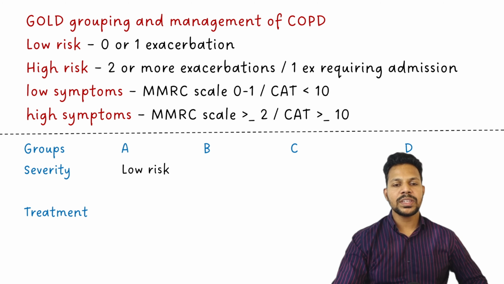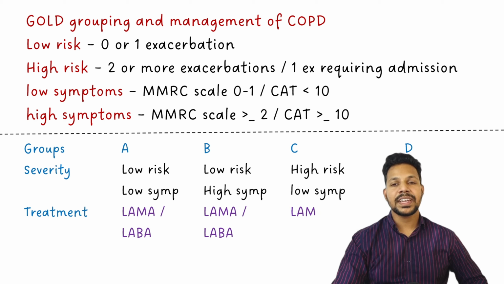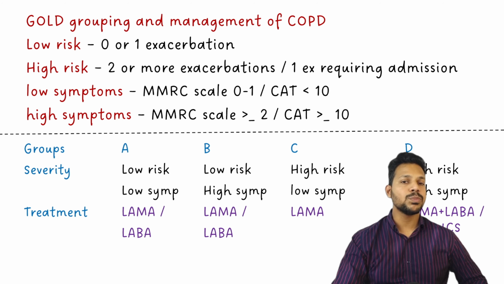The group A is low risk and low symptoms. The treatment is LAMA or LABA. Group B is low risk and high symptoms. Again, the treatment is LAMA or LABA. If the patient has high risk and low symptoms, the treatment is LAMA. And if the patient is having high risk and high symptoms, the treatment is LAMA plus LABA or LABA plus ICS. The inhaled corticosteroids are preferably used if the peripheral eosinophil count is more than 300 per microliter.